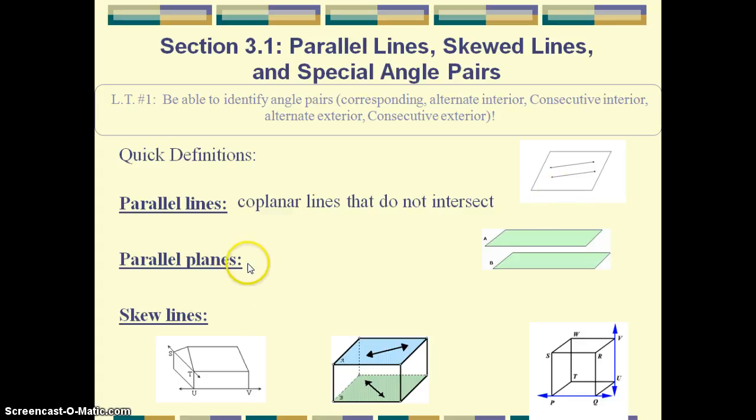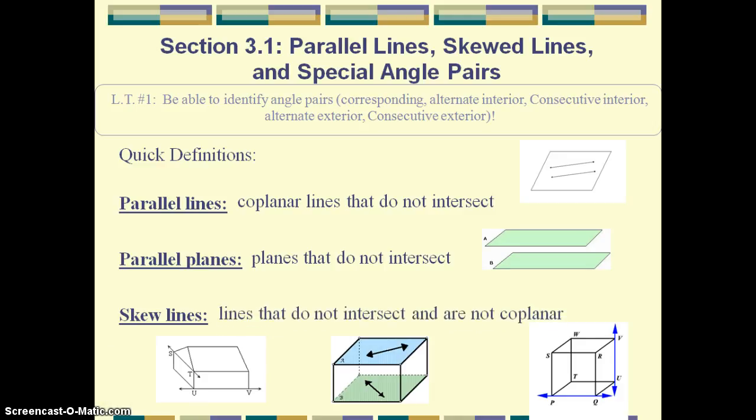Parallel planes. Parallel planes are very similar, except we're talking about planes and not lines. So parallel planes are going to be planes that do not intersect. Then finally, we have skew lines. Now this is probably a new vocab word for you. Skew lines are going to be lines that do not intersect and are not coplanar.